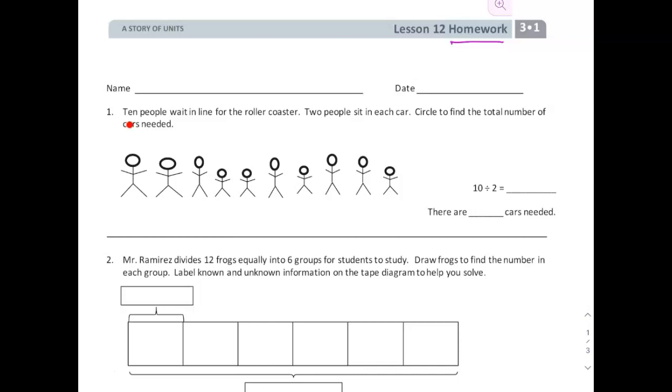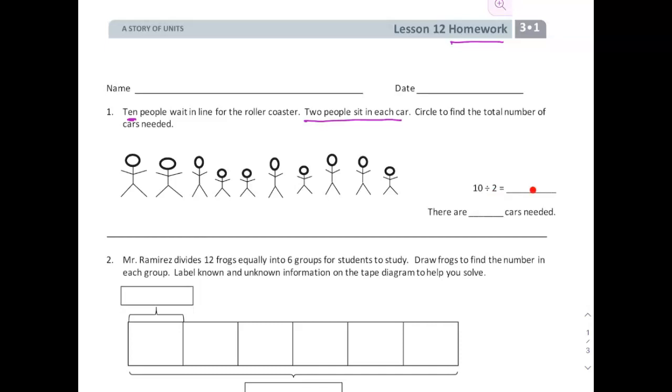Problem number 1, 10 people wait in line for the roller coaster. 2 people sit in each car. Circle to find the total number of cars needed. This problem is telling us that we have a total of 10 people, and there they are. The next part tells us that 2 people sit in each car. So we have our total, which is 10, divided by 2 people in each car.